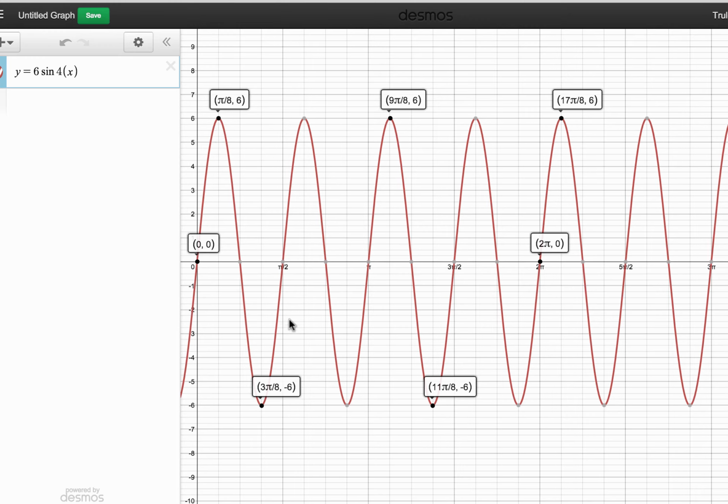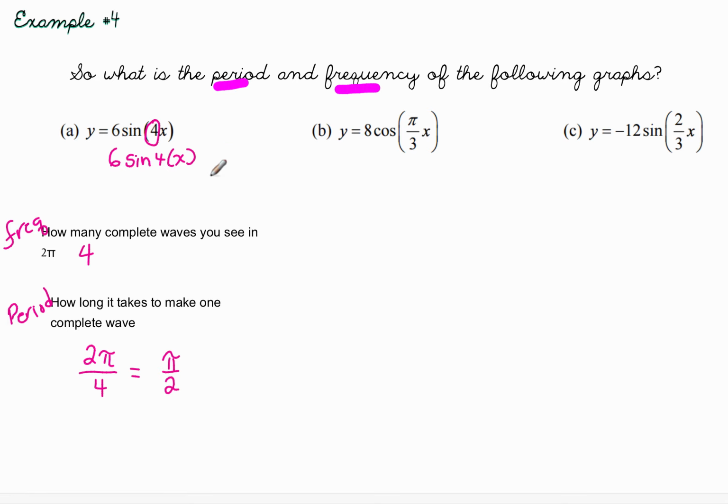And if I look how long it takes to make one, pi over 2. All right, how about for this one? Now they're talking in radians. So again, I'm going to rewrite this. I'm going to factor out that pi over 3.